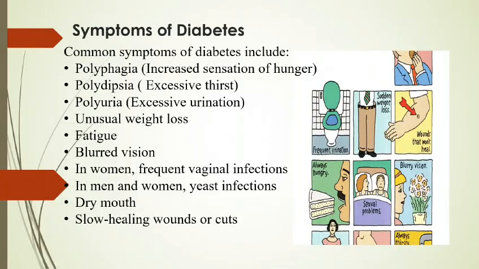Symptoms of diabetes. The common symptoms of diabetes include polyphagia, which is nothing but an increased sensation of hunger, polydipsia, excessive thirst, polyuria, which is nothing but excessive urination, unusual weight loss, fatigue, blurred vision, in women frequent vaginal infection, and in men and women yeast infection, dry mouth, and slow healing of wounds or cuts.